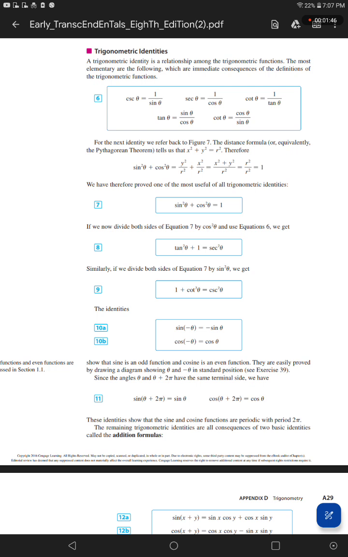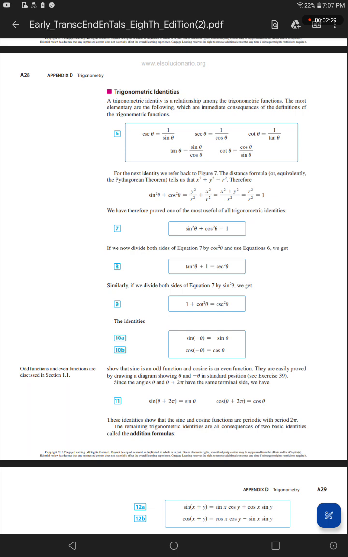If we now divide both sides of equation 7 by cosine squared theta and use equation 6, we get equation 8: tangent squared theta plus 1 equals secant squared theta. Similarly, if we divide both sides of equation 7 by sine squared theta, we get equation 9: 1 plus cotangent squared theta equals cosecant squared theta.